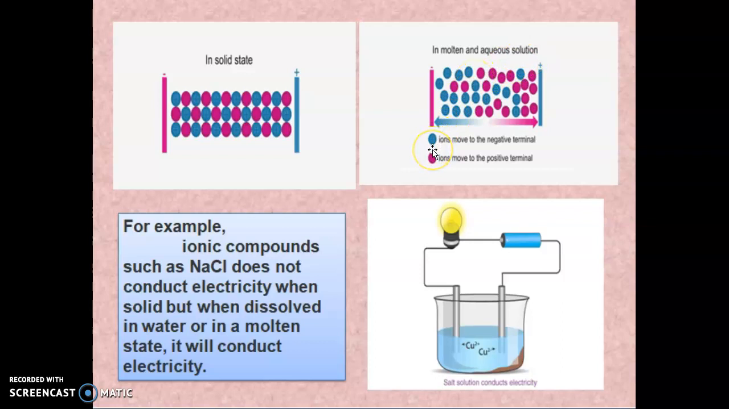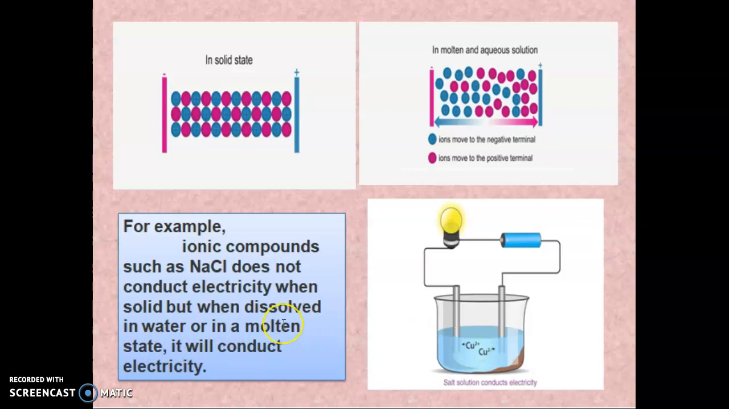So you can see here the blue color is the ions that move to the negative terminal, and the red color moves to the positive terminal. For example, we can take ionic compounds such as sodium chloride, which does not conduct electricity in the solid state, but when dissolved in water or in the molten state, it will conduct electricity. So salt solutions conduct electricity.